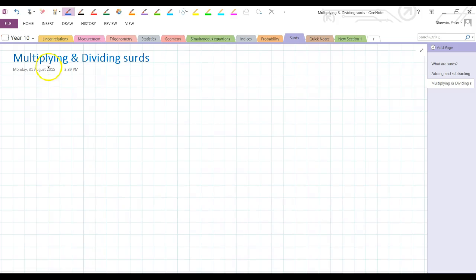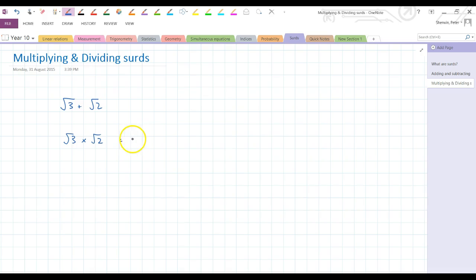Okay, it's time to take a look now at multiplying and dividing surds. We've looked at adding and subtracting in the last section, and when you're adding and subtracting, remember that the square root of 3 plus the square root of 2 does not simplify because they're not like surds. With multiplication, however, the square root of 3 times the square root of 2, it doesn't matter about like surds.